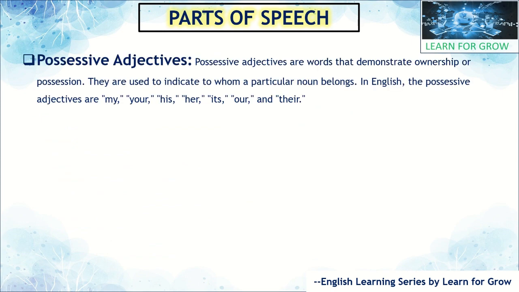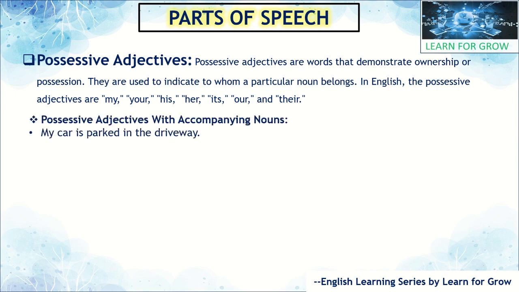Let's see the next one, possessive adjectives. Possessive means it indicates possession, right? Possessive adjectives are words that demonstrate ownership or possession. They are used to indicate to whom a particular noun belongs. In English, the possessive adjectives are my, your, his, her, its, our, and their. Means it shows the possession, ownership. Okay? Possessive adjectives with accompanying nouns.